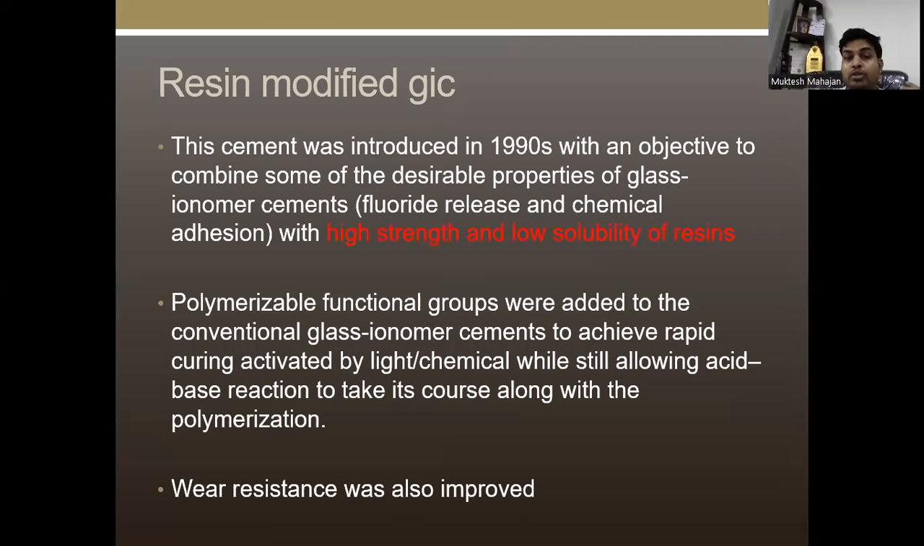Polymerizable functional groups were added to the conventional glass ionomer cement to achieve rapid curing activity by the light or chemical, while still allowing the acid-base reaction to take its course along with the polymerization. Wear resistance was also improved.